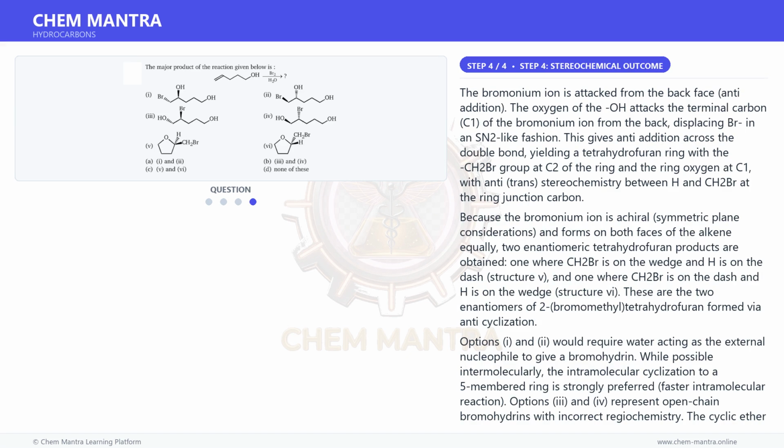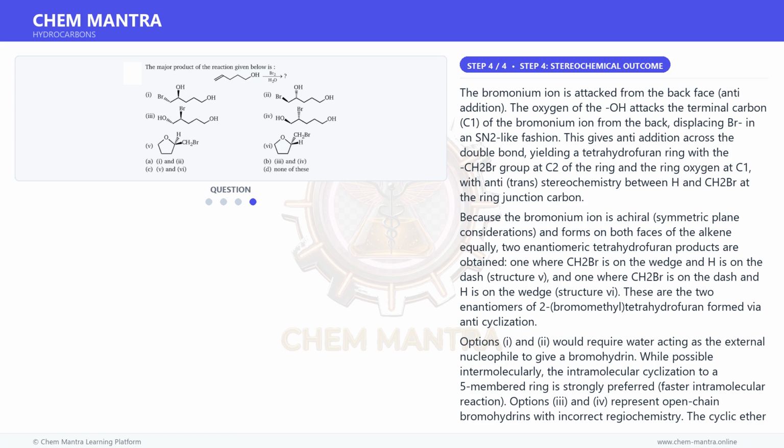And for the final step, the bromonium ion is attacked from the back face, anti-addition. The oxygen of the OH attacks the terminal carbon, C1, of the bromonium ion from the back, displacing Br in an SN2-like fashion. This gives anti-addition across the double bond, yielding a tetrahydrofuran ring with the CH2Br group at C2 of the ring and the ring oxygen at C1, with anti-trans stereochemistry between H and CH2Br at the ring junction carbon.